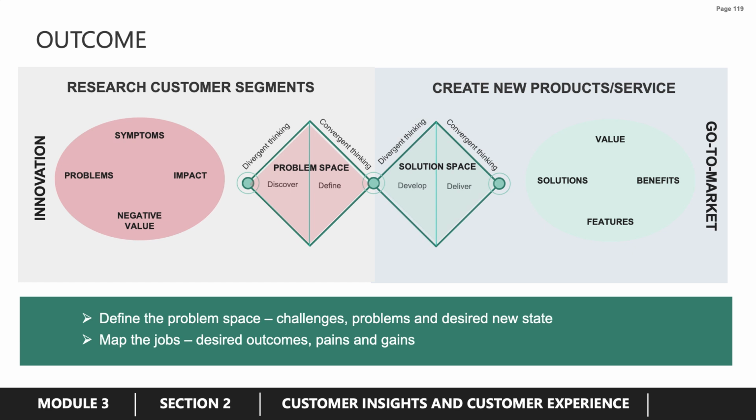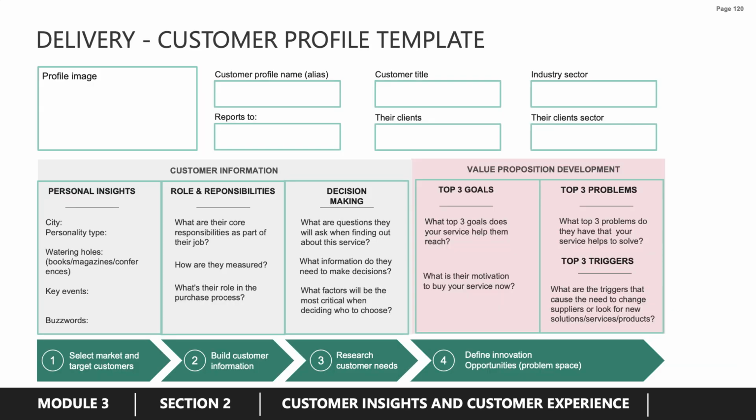Once we've understood that, we can move forward then to creating our solutions. And our solutions then clearly add value. They have a clear set of benefits to the customer. They have a set level of features. And overall, they provide a solution to the problem. So how do we do that?